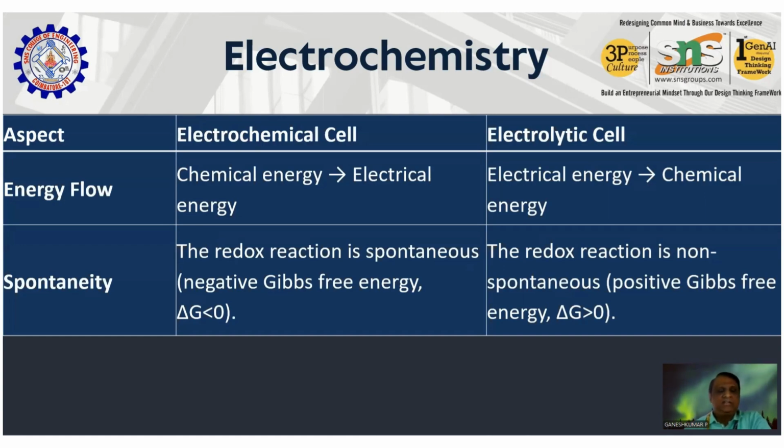And the spontaneity: the electrochemical cell is a spontaneous one, and the electrolytic cell is a non-spontaneous one, which is indicated by the Gibbs free energy, where Gibbs free energy delta G is negative for electrochemical cell, and delta G is positive for an electrolytic cell, which indicates how it is spontaneous and how it is non-spontaneous.